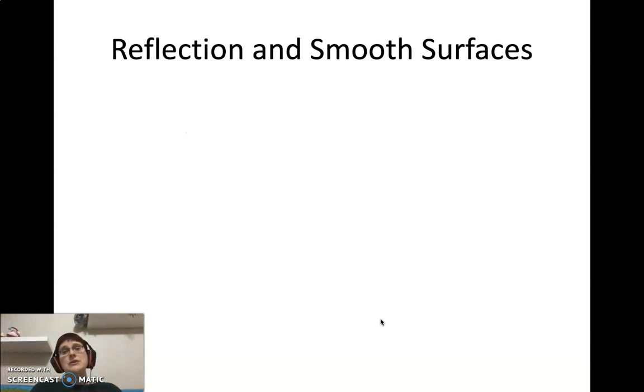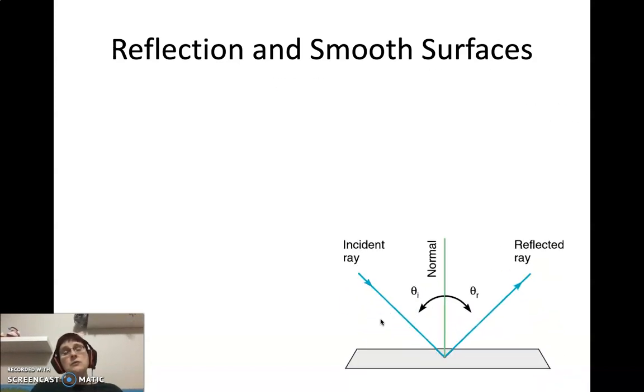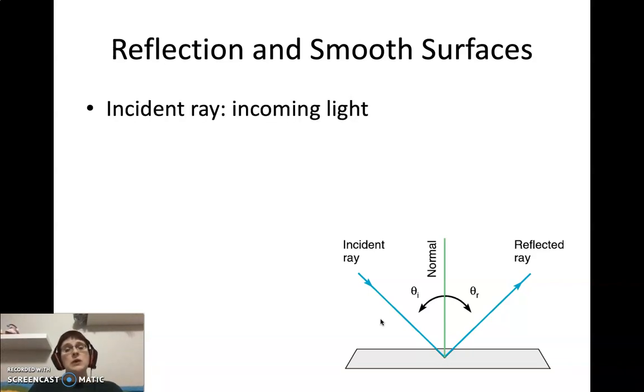All right, so we've talked now about reflection with rough surfaces. Now, reflection with smooth surfaces actually have very specific rules. So when we have a smooth surface like a mirror, so a flat reflective surface, what we can look at is this diagram down here.